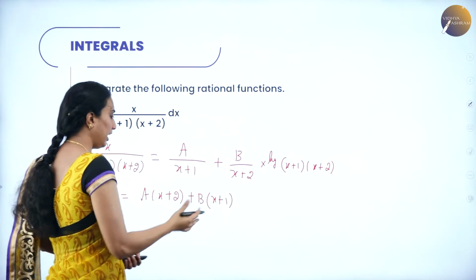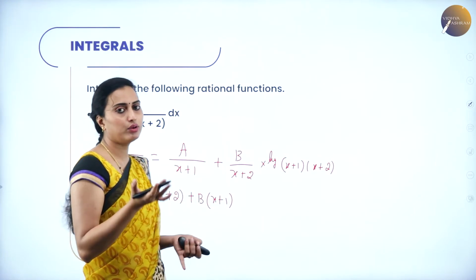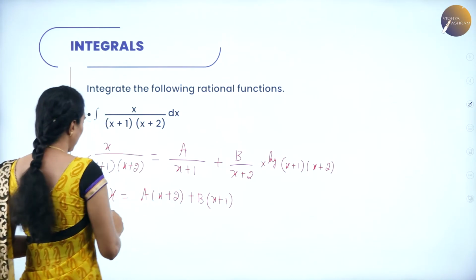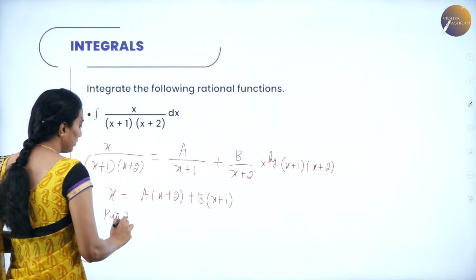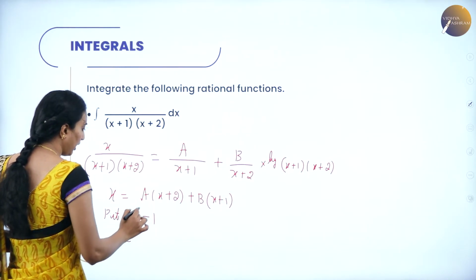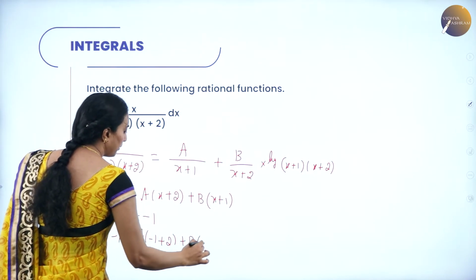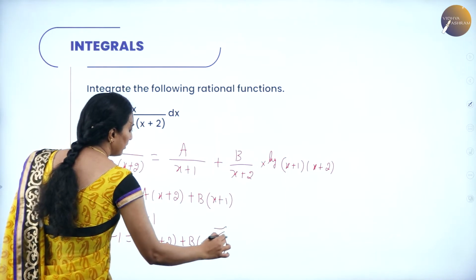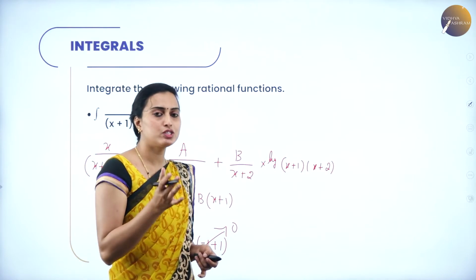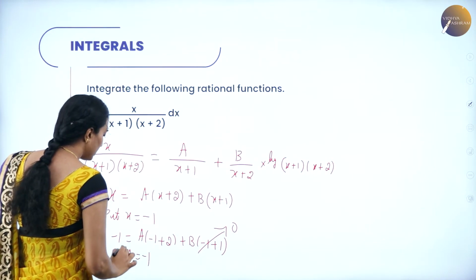Understood? Now you can either substitute the x values as minus 1 and minus 2, or you can compare the coefficients of x and the constant term. Here I am substituting the x value. Put x is equal to -1. Therefore -1 is equal to a into -1 plus 2 plus b into -1 plus 1. Now this term will become 0. Therefore I have -1 plus 2, which is plus 1, and 1 into a is a only. So a is equal to -1. That is the value of a.